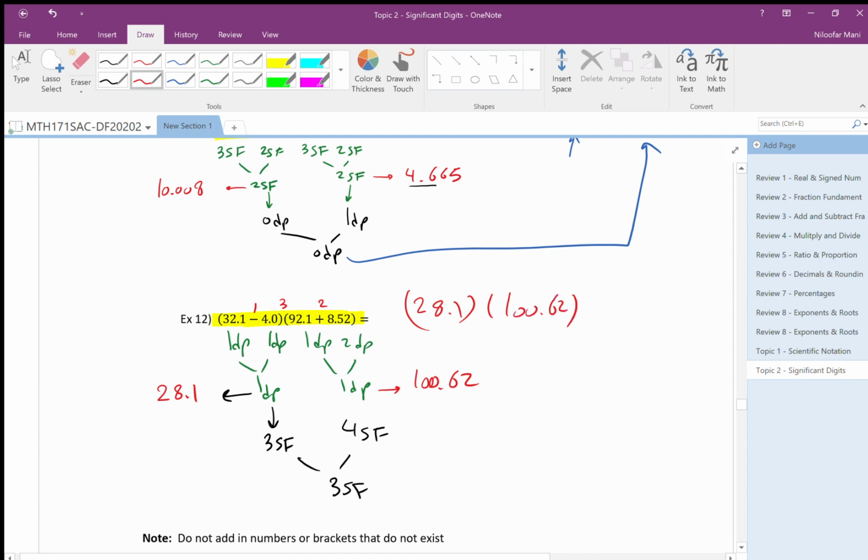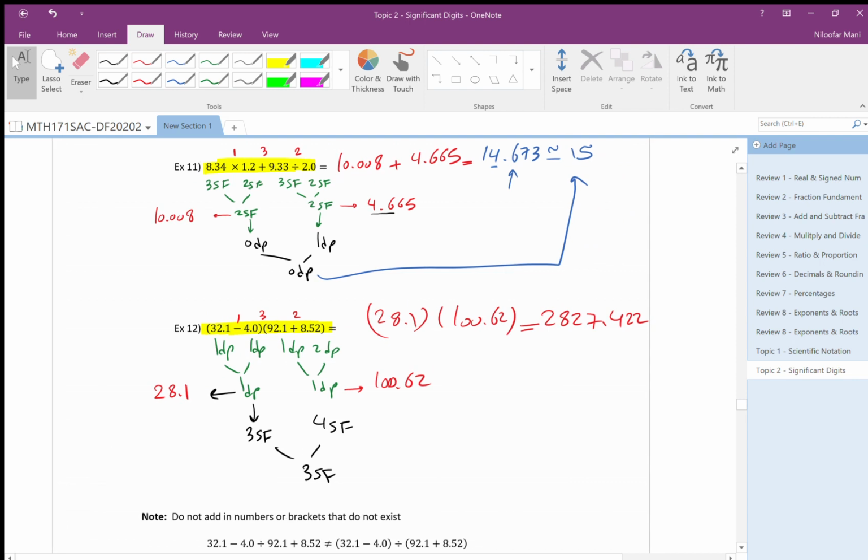Or maybe many, many digits. But you don't need to show me that part. Just enter everything in your calculator. And you just need to show me this part. So 2827.422. And you want three significant figure. Do I have a space here? No. So now I underline that, I check that, and the answer is 2830 because I said three significant figure.